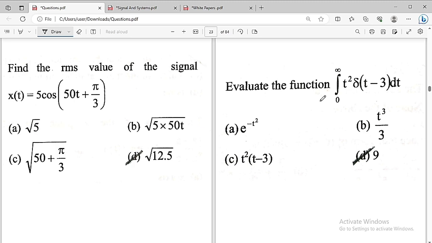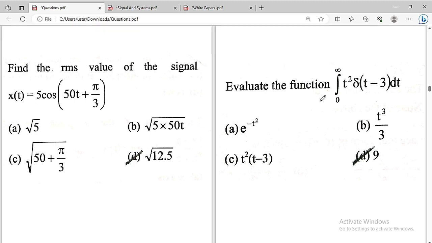So now we are going to solve another question. See the question here. The question says: evaluate the function, the integration from 0 to infinity of t square into delta of t minus 3 into dt. So we need to evaluate the integration from t equal to 0 to infinity of t square into delta of t minus 3 into dt. What are the four options? Option D, 9, is the correct solution of this question. So let's solve this numerical.